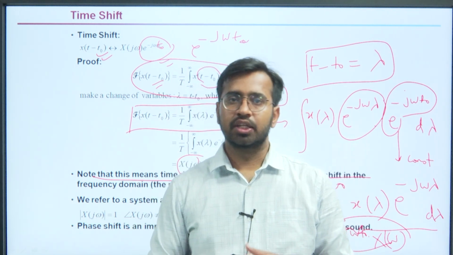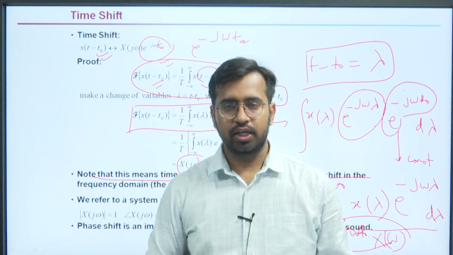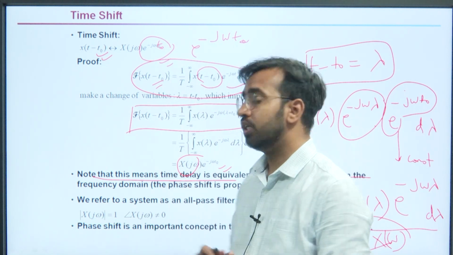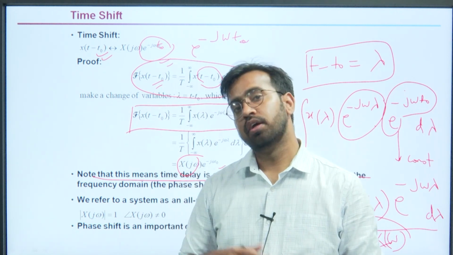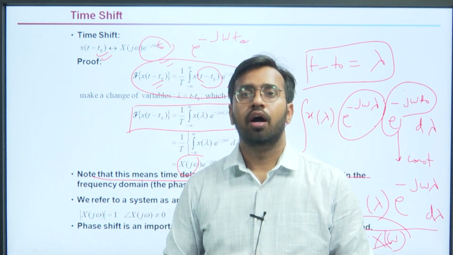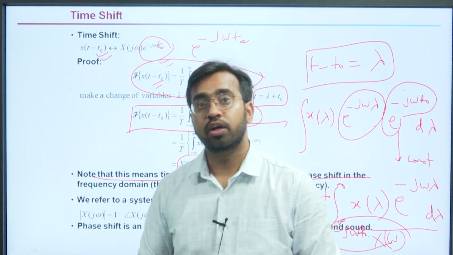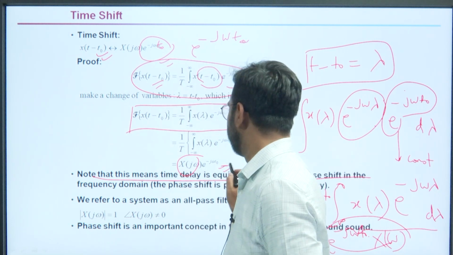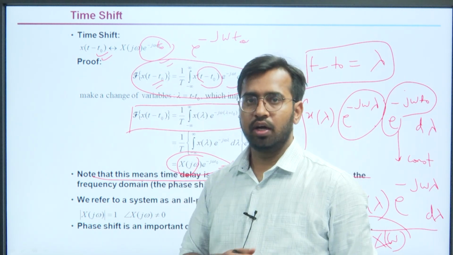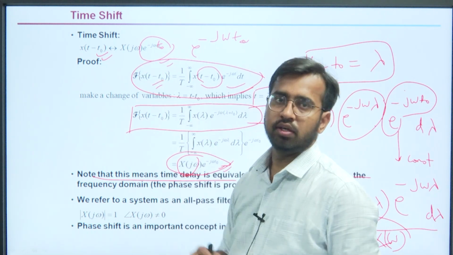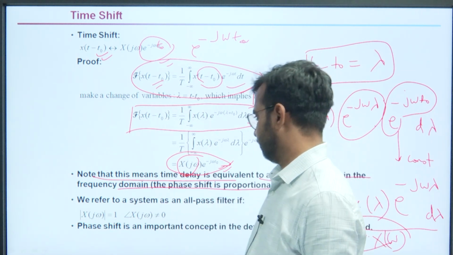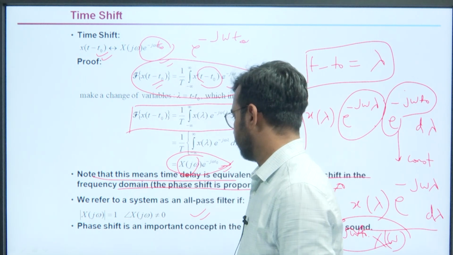So, that means the delay in time domain is equivalent to a phase shift in the frequency domain. That means a time delay corresponds to a phase shift when you are using the Fourier transform. So, this is what can be concluded from this time shift property. Here it is written, phase shift is proportional to frequency. Okay.